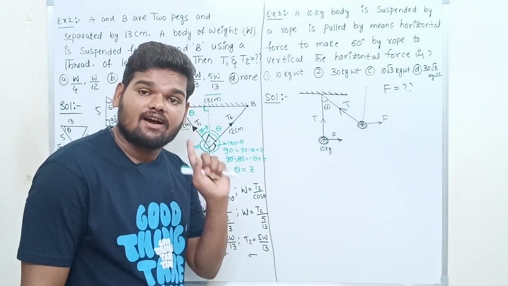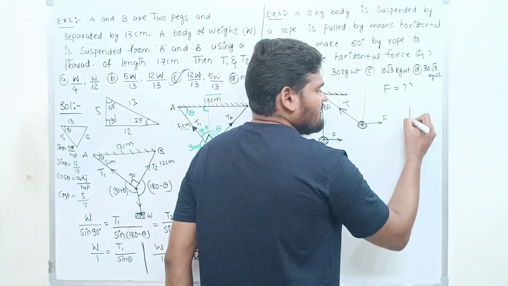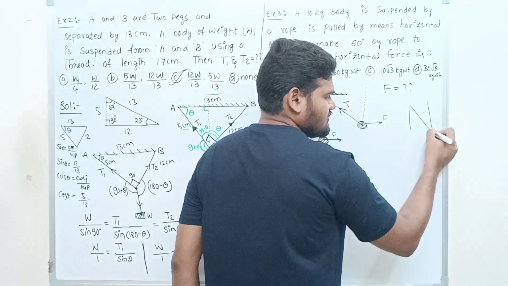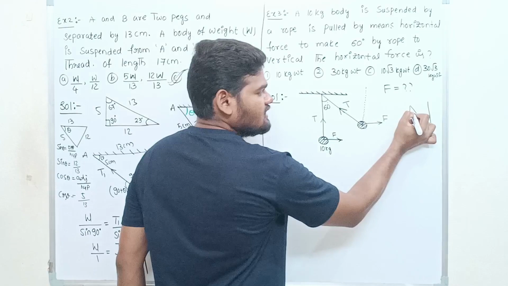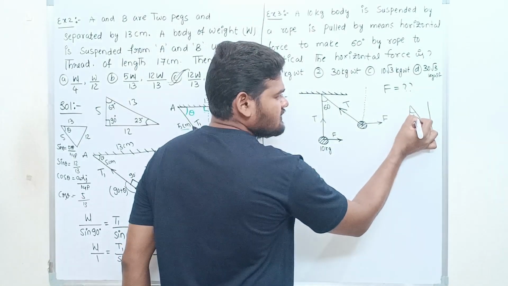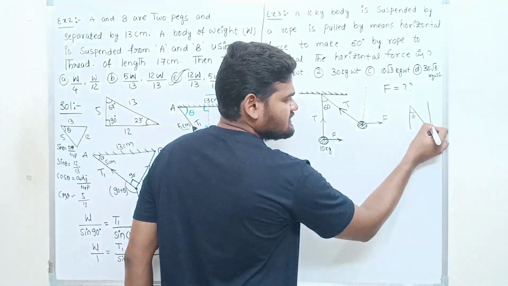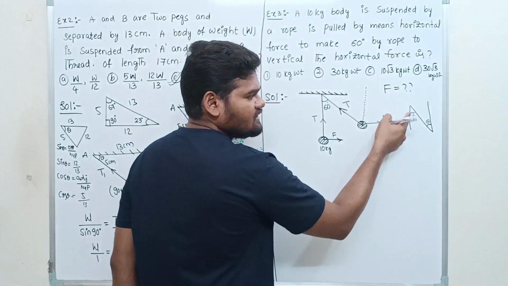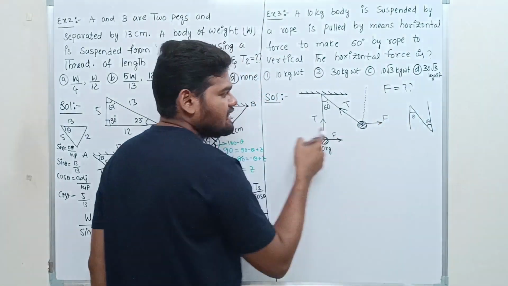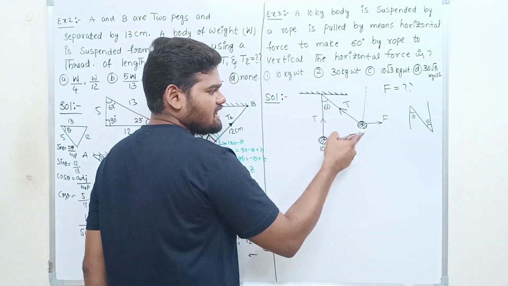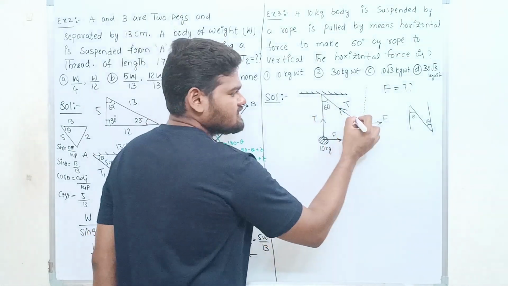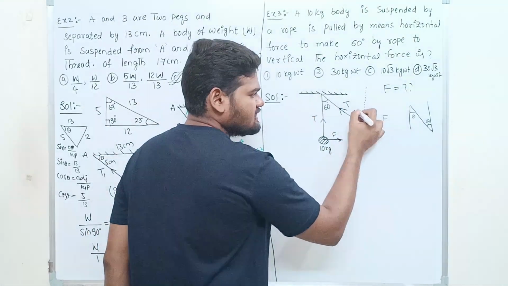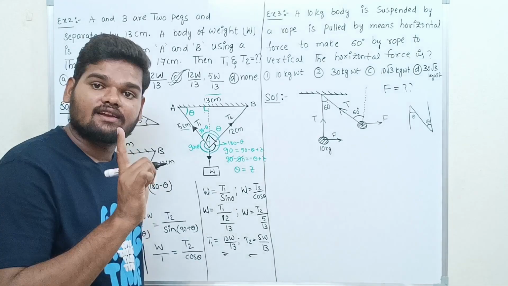Always you should remember, if any shape is like this, and this is an angle theta, then this is also an angle theta. Have a look, the shape is like this. If this is 60 degrees, then this is also 60 degrees. Are you getting any doubts?